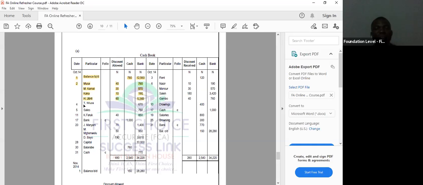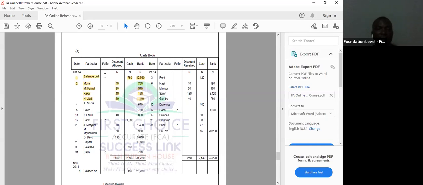Now, we are not showing the second leg for this because we are only required to prepare the 3-column cash book. It means that if I open Musa's account, I'm going to see this 760 under Musa's account. If I open Kame's account, I'm going to see 570 under Kame's account. If I open Kaka's account, I'm going to see 190, which means that any name under this, once I click on it, I will see the respective figure under such account. And I'm okay that I've done my double entry correctly. So let's move on to the next one.